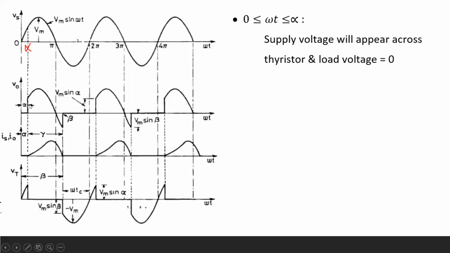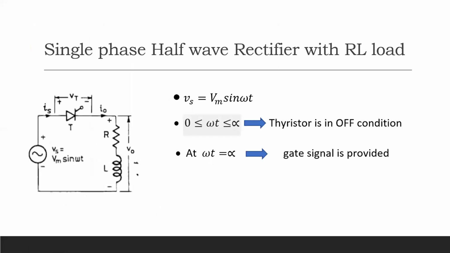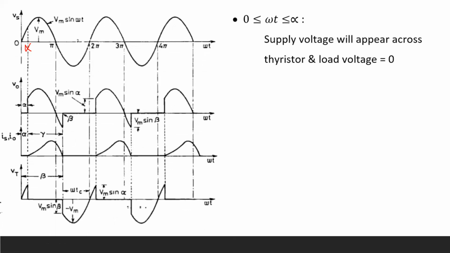Okay, now as we can see, our load also consists of an inductor, and we know the property of the inductor, that it will not allow a sudden change in current. Okay, so the inductor will allow the output current to increase very slowly, right? We can see this from here.